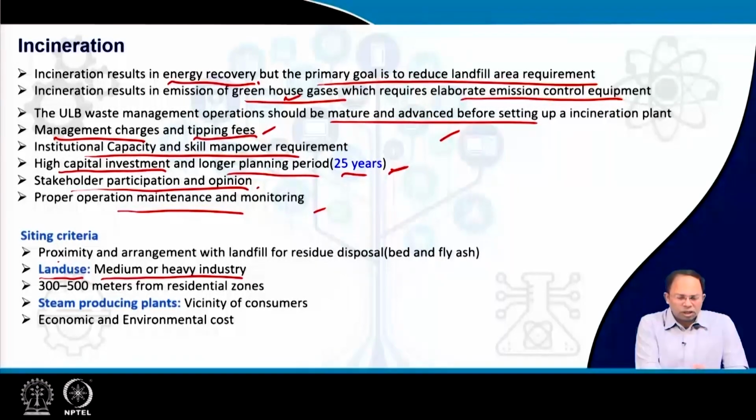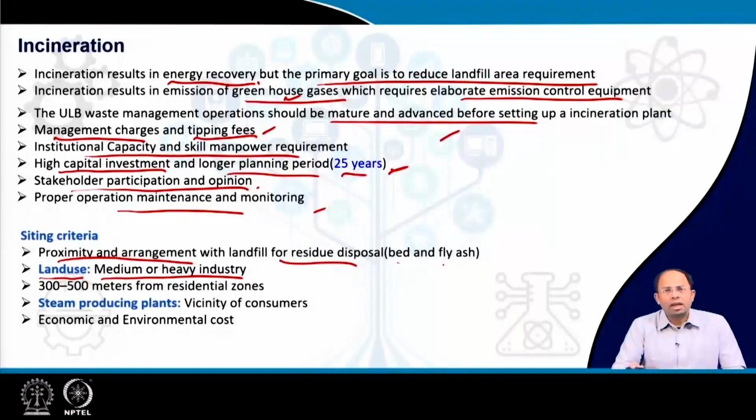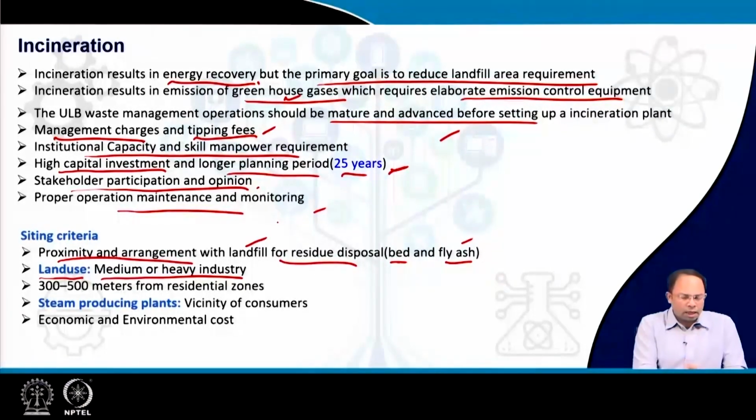And it also has to be near a landfill site, where all the residue, after you burn the waste, a lot of bed ash and fly ash, is produced. This has to be taken to the landfill site. Again, bed ash and fly ash are two different qualities of ash that you generate, and one of them, fly ash, is very contaminated, and so they have to be given separate locations in the landfill site where we can put them. So that means proximity to the landfill site is very important, otherwise the transportation cost will increase. Then it should be at least some distance away from the residential zones, maybe 300 to 500 meters.